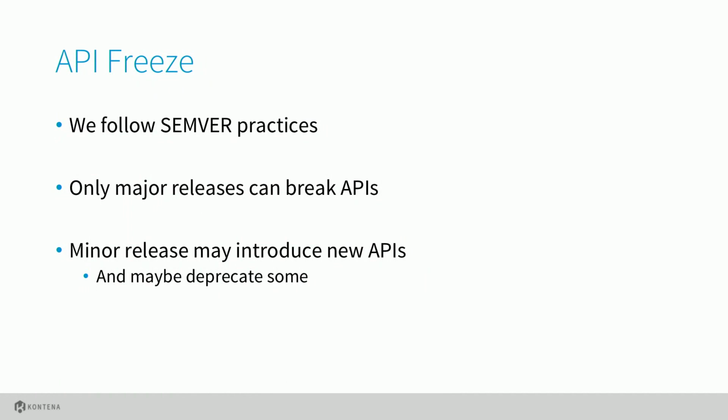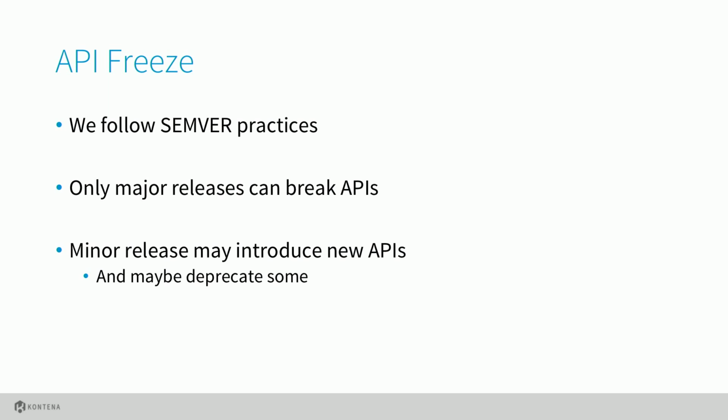API freeze, as already mentioned: we are following, and have been following quite closely, the semantic versioning principles and practices. So now we will not be breaking the API. Of course, minor releases may introduce some new APIs for added functionality, and maybe we deprecate some APIs, but they will be there until the next major release.